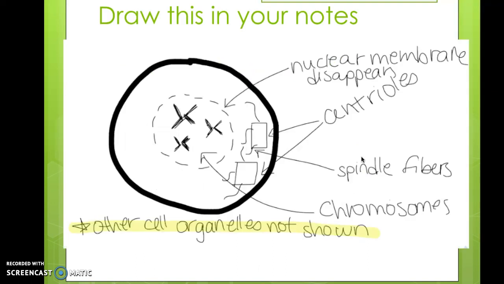Okay, now draw this under prophase. So again, we have the nuclear membrane disappearing. That's why I drew it as a dotted line. I have my chromosomes here. I have 3 of them. Notice how I drew one big, one medium, one small, so I can differentiate. I have centrioles right here, and I have these little hairs coming from them. Those are the spindle fibers.